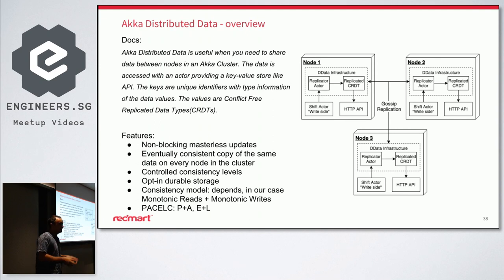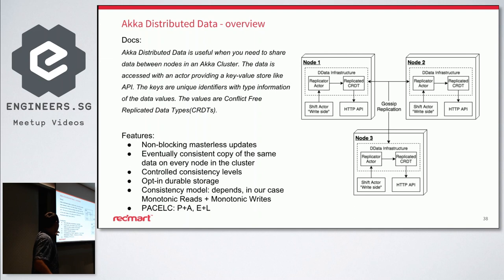Control consistency levels, it basically has the write concerns and read concerns similar to Mongo, whatever. So if you write concern all and read concern all, then you're probably getting a very consistent level. If you say write concern majority, read concern one, you're getting data very quickly, but risk dirty reads, not updates, and so on.